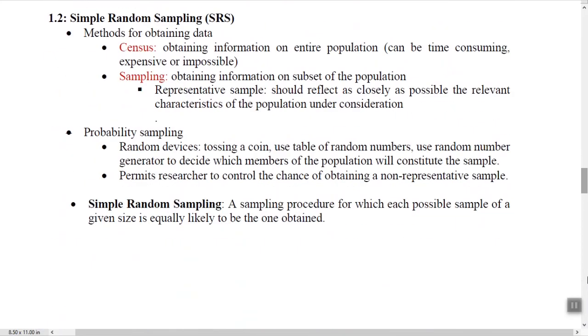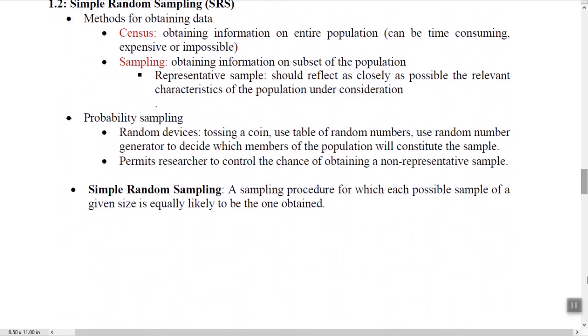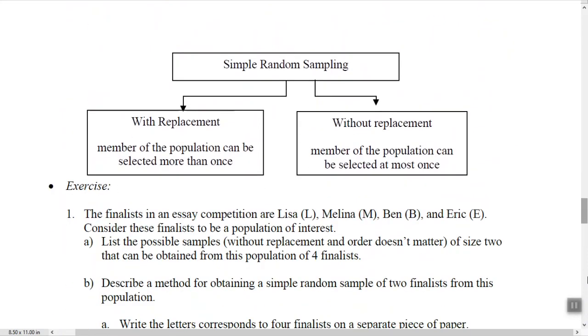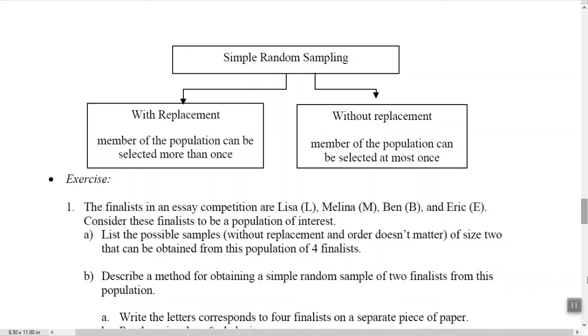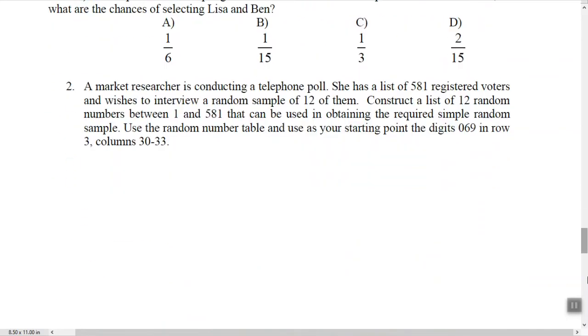Next, how we select a sample from the population. The easiest way is to use simple random sampling. Then I gave you an idea about with replacement and without replacement. So I think I have covered the very basic stuff in statistics.